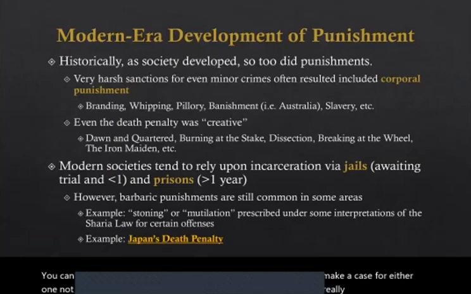Because what they didn't talk about is sometimes in Japan, you can be executed with just a shot to the back of your head. You go into a room, there's a drain, and they shoot you.